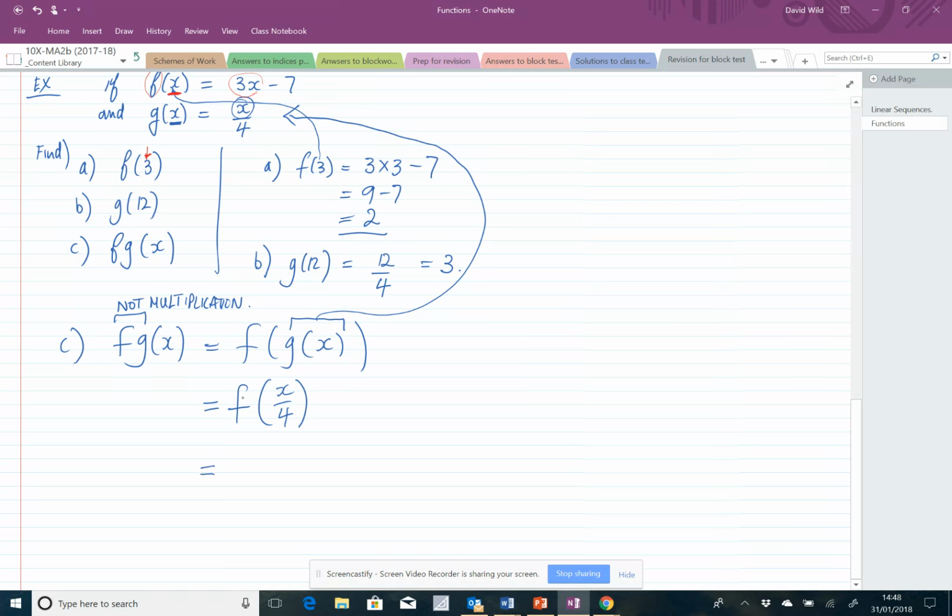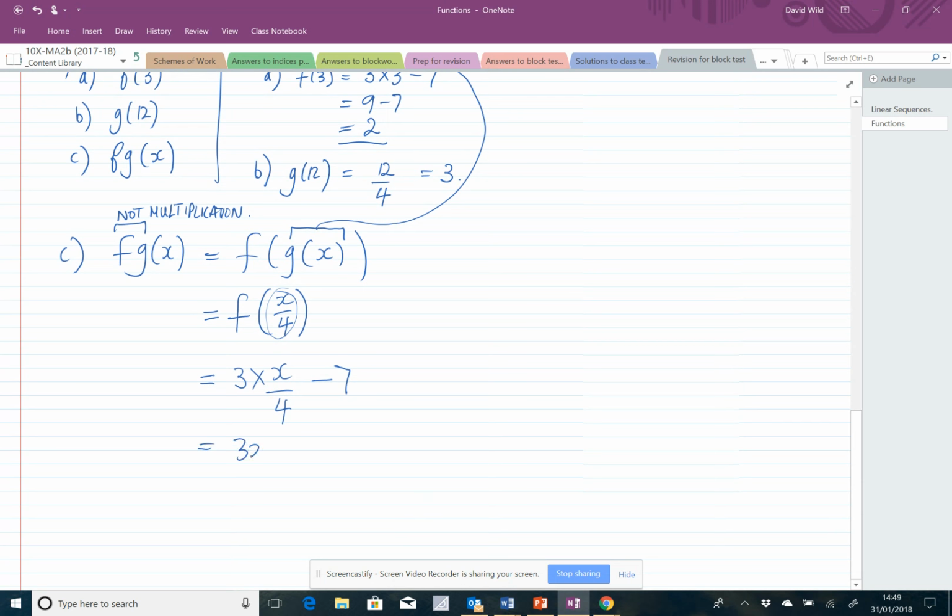Now, what does our function f do again? Well, it triples our input and then subtracts 7. Our input this time is x over 4, so we're going to triple that and subtract 7. And we could write 3x over 4 minus 7 if we wish. Remember that 3x over 4 minus 7 is the same as 3 times x over 4 minus 7. Okay, that's how to do those. So start from the inside, work outwards.